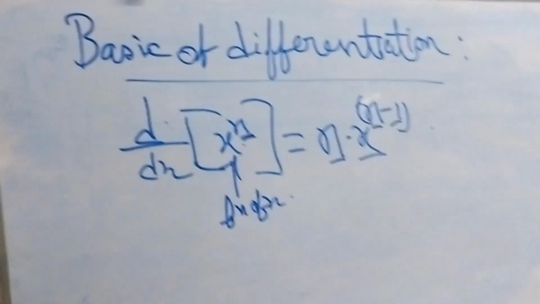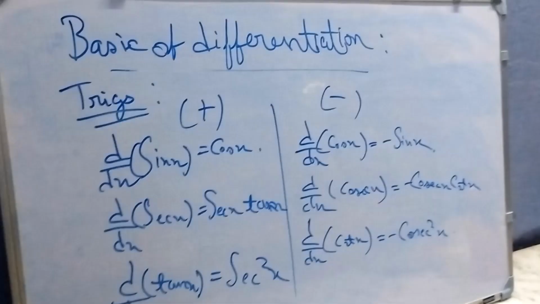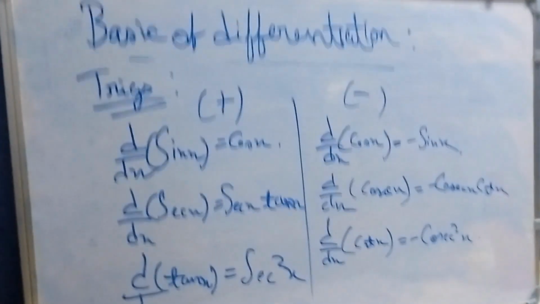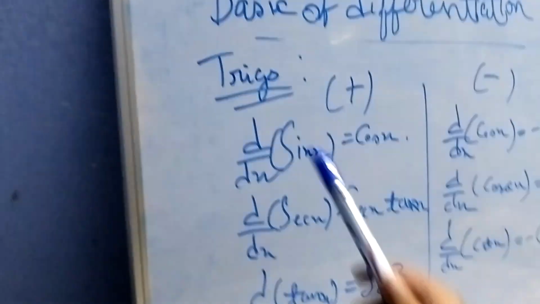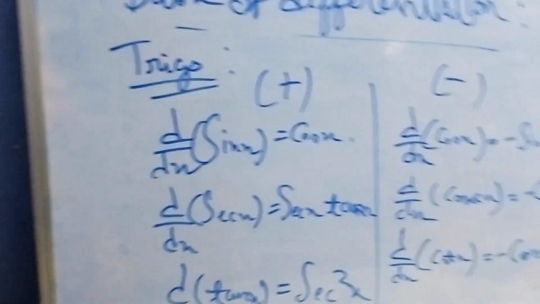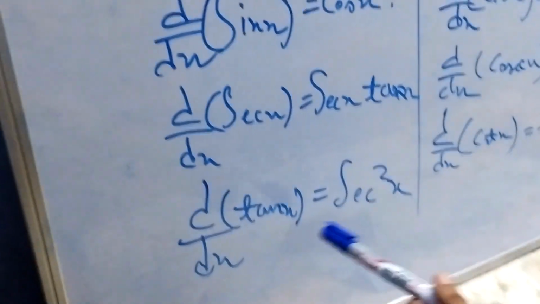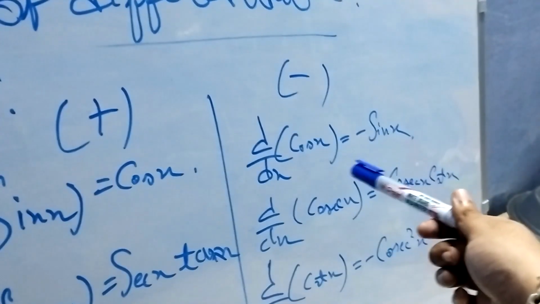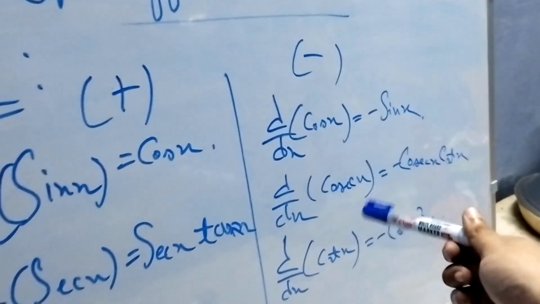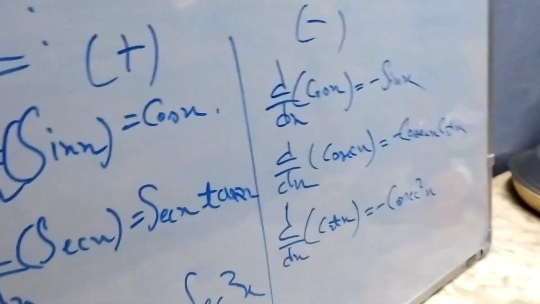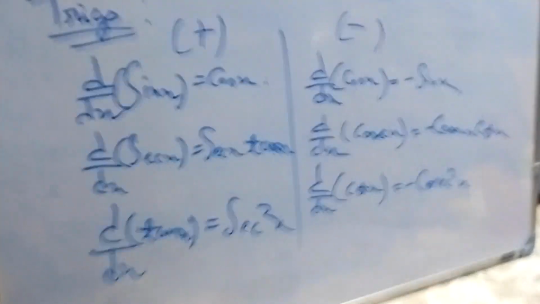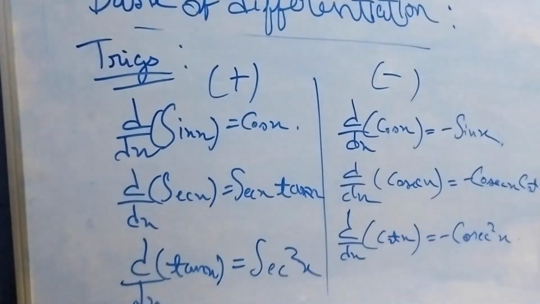Well, let's talk about the differentiation of trigonometric functions. As you can see, I wrote Trigs, which is a short form of trigonometric functions, right? d/dx of sin x is cos x, d/dx of sec x is sec x tan x, d/dx of tan x is sec square x, d/dx of cos x is minus sin x, d/dx of cosec x is minus cosec x cot x, and d/dx of cot x is minus cosec square x. So you need to understand them and memorize them, so they will help you further.